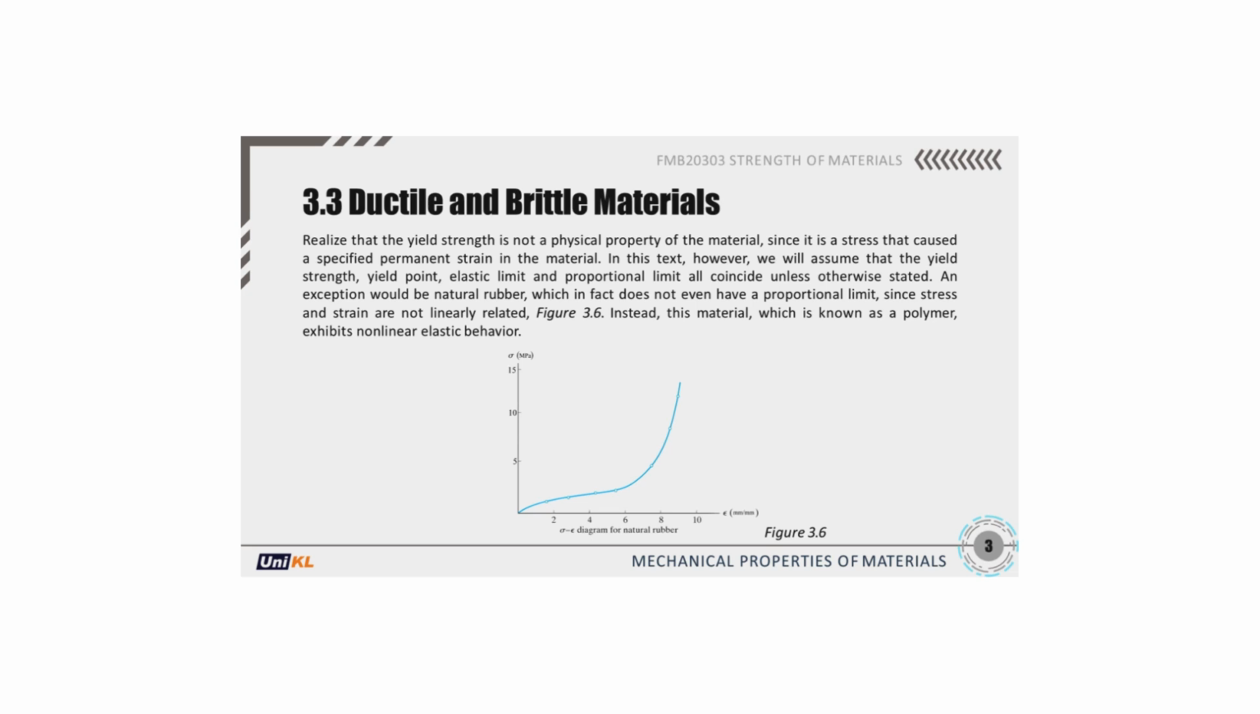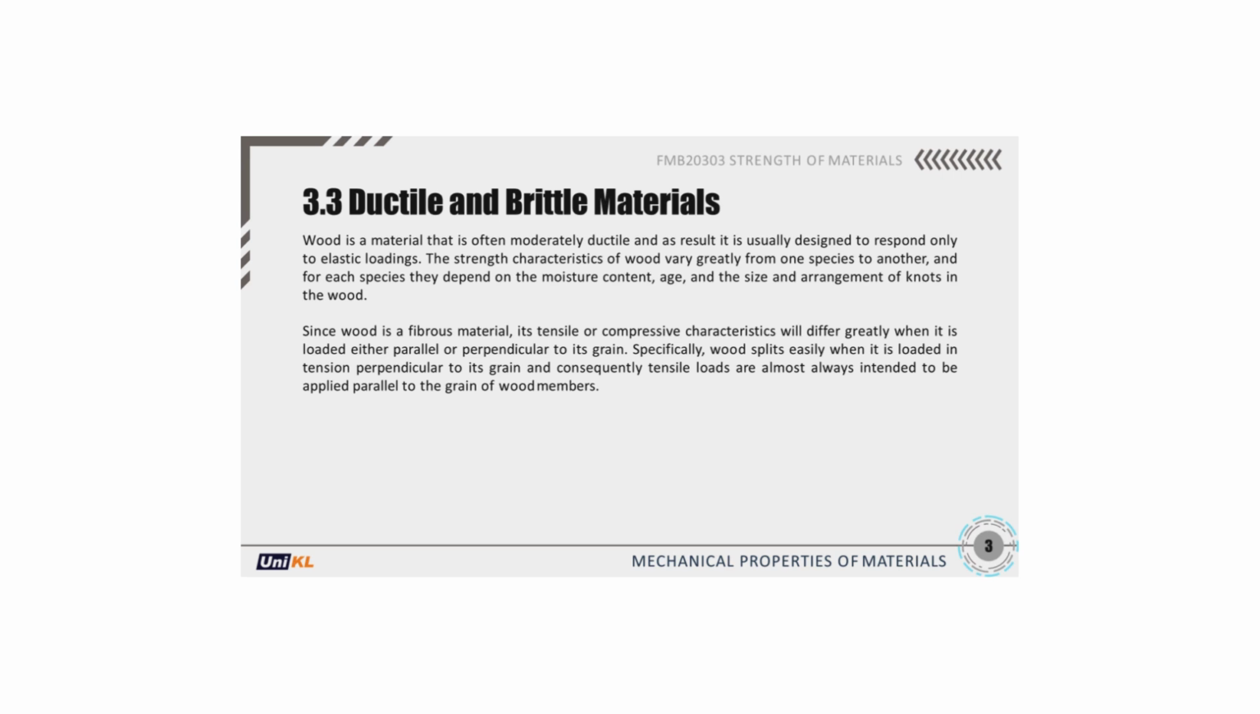Nonlinear elasticity, polymers, rubber. Some materials, e.g., natural rubber, don't have a proportional limit. Stress-strain is nonlinear but still elastic. Fig. 3.6. Wood is often moderately ductile and is designed for elastic loading.